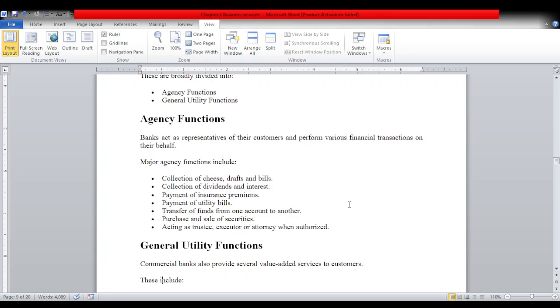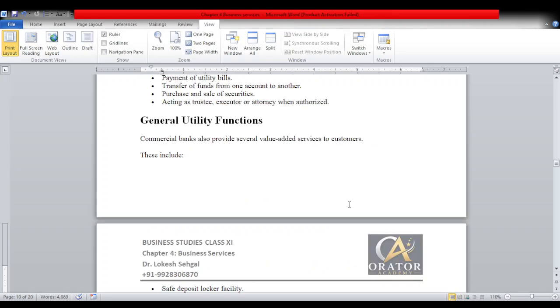Major agency functions include collection of cheques, drafts and bills, collection of dividends and interest, payment of insurance premiums, payment of utility bills, transfer of funds from one account to another, purchase and sale of securities, and acting as a trustee, executor, and attorney when authorized. In this way, a bank may provide agency functions to various organizations and to its customers. Next, we are understanding the general utility function.